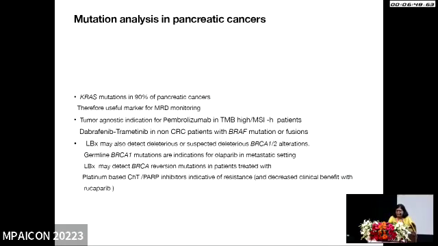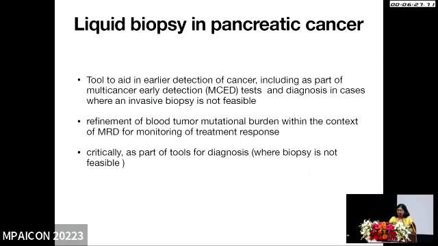Also, dabrafenib and trametinib in non-CRC patients with BRAF mutations or fusions. Liquid biopsy may also help detect pathogenic mutations or suspected deleterious BRCA1 alterations. And we know that germline BRCA mutations are indications for olaparib in the metastatic setting. So it's a tool to aid in early cancer detection, which Professor Dr. Monzon had spoken about. Refinement of blood tumor mutation burden within the context of MRD for monitoring of treatment response, and critically as a part of tools for diagnosis where biopsy is not feasible.